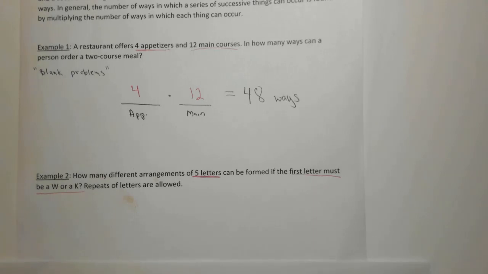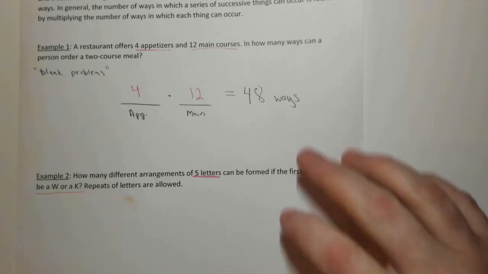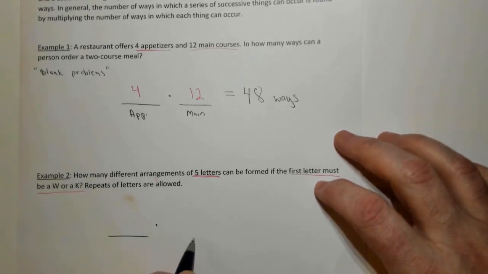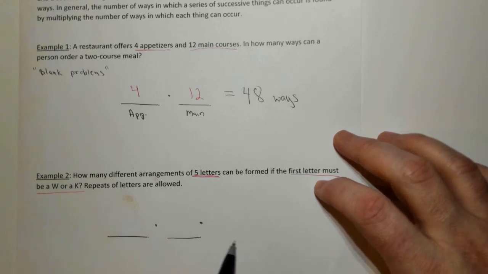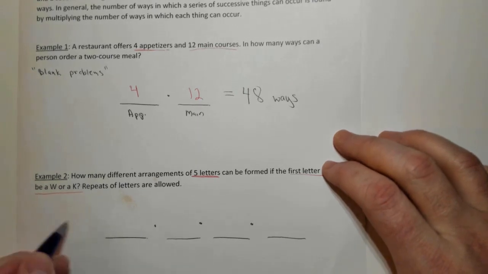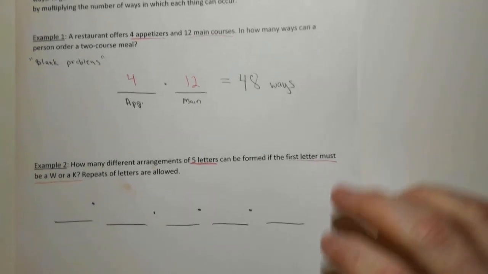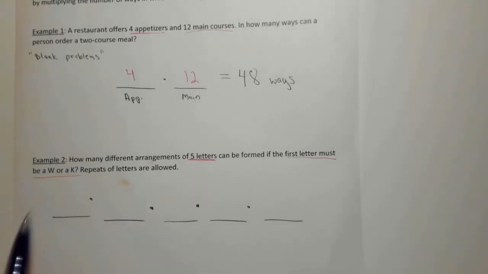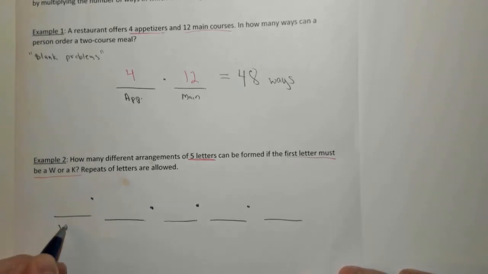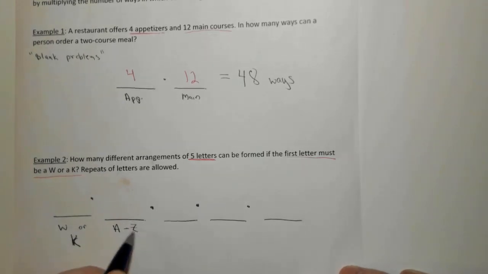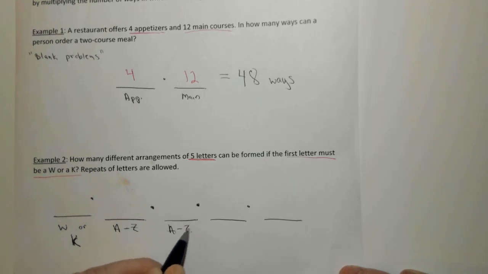So again, I can treat this as a blank problem. I'm going to treat all of these in this section as a blank problem, as well as some of them in the next section. I think I'll put my first blank here so I don't run off the page. In the rules, it says the first one has to be a W or a K. But there's no restrictions on the rest of these, so the rest of these can be A to Z. So I'll just remind myself.